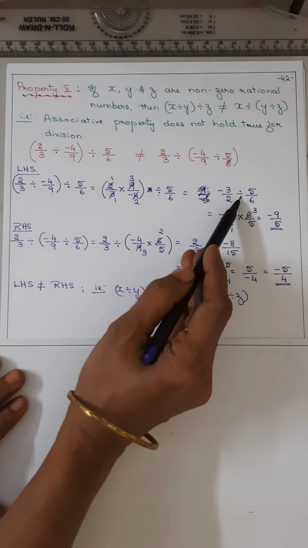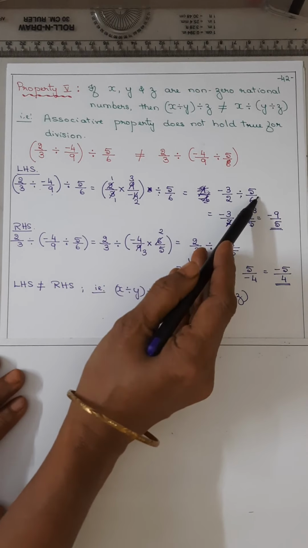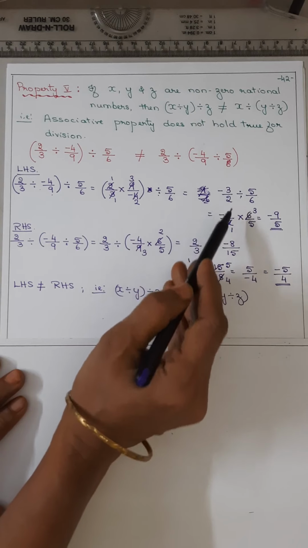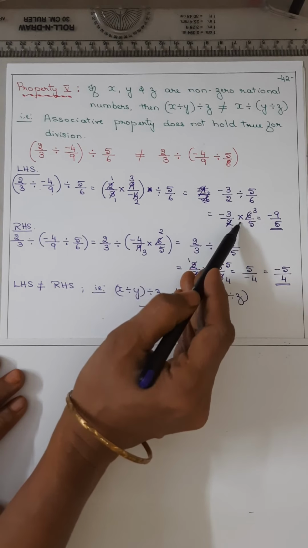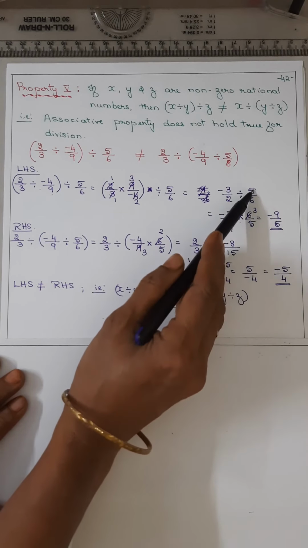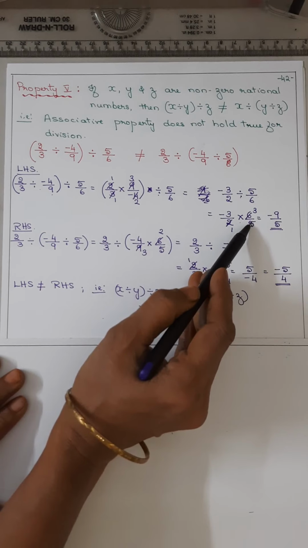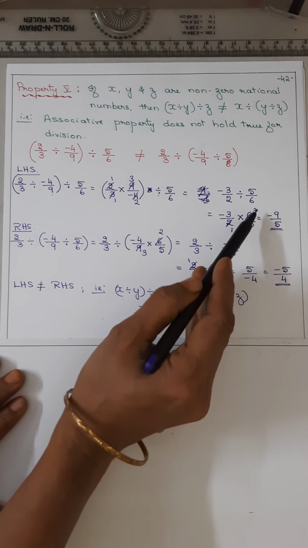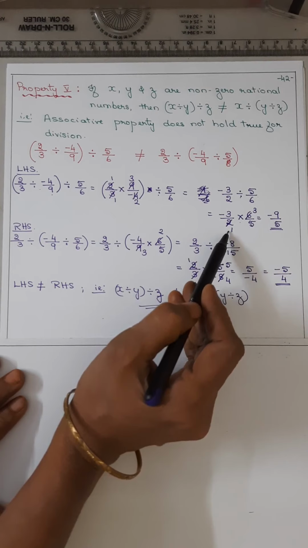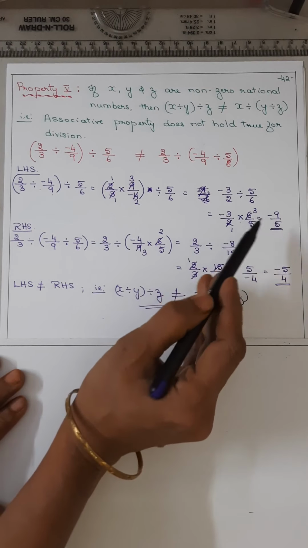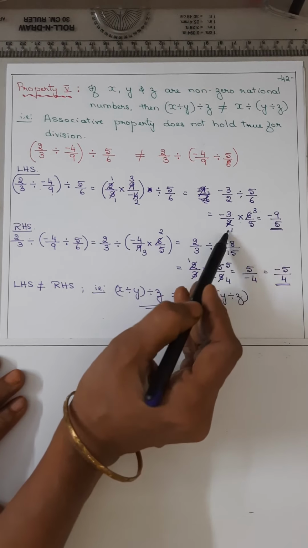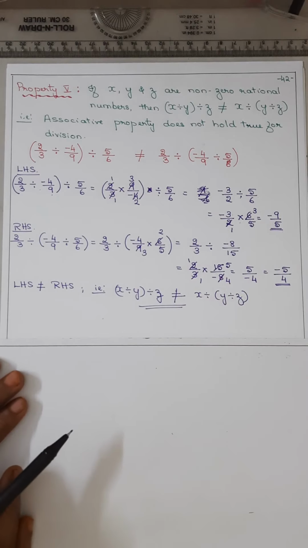Division sign, put it like that, 5 by 6. Now solve this. Minus 3 by 2, division sign changes to multiplication sign, 5 by 6 becomes 6 by 5. 2 1s are 2, 3 3s are... Now minus plus minus, 3 3s are 9, 1 5s are 5.